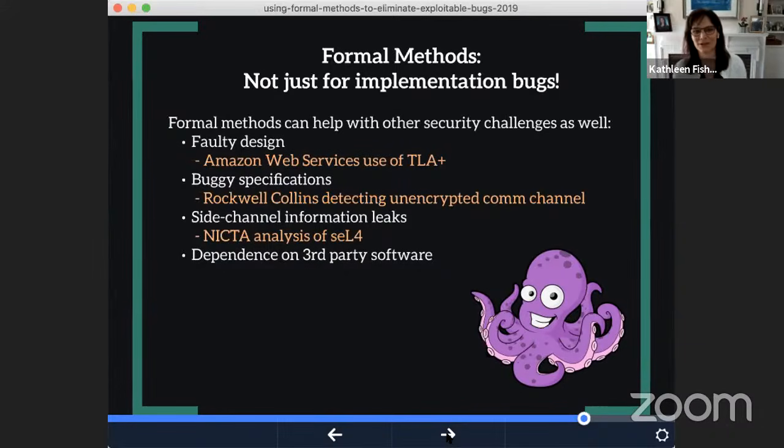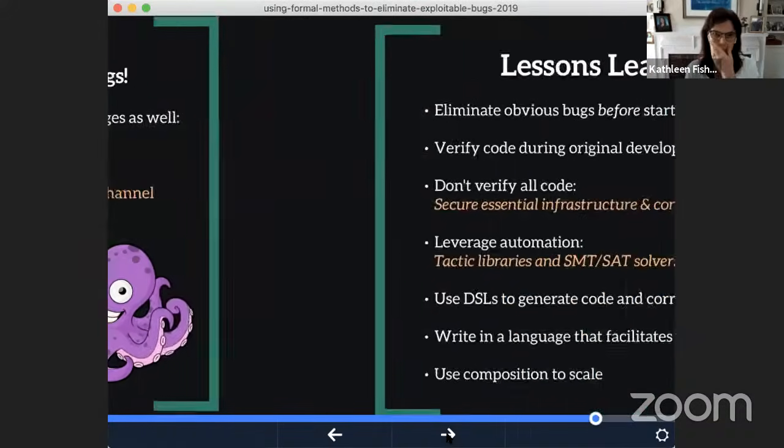The reason why there's a picture of an octopus here is that there's so many things you have to worry about. Even an octopus doesn't have enough arms to take care of everything. But formal methods can help the octopus with more than just correctness. It can help with design. For example, the way Amazon Web Services is using model checking, they're not actually model checking the implementation, they're model checking a design to find design errors, not implementation errors. Rockwell Collins was able to use their tools to find mistakes in the specifications. NICTA used formal methods-based approaches to find side channel leaks, and all of these can also be applied to third-party software. So there's more things that we can do with formal methods than just work on implementation errors.